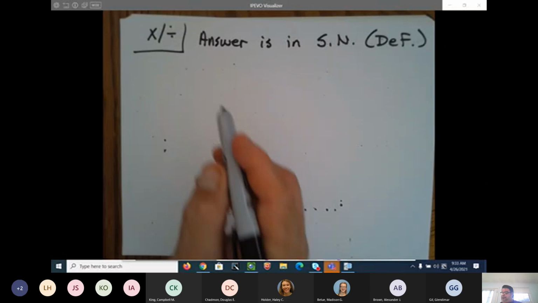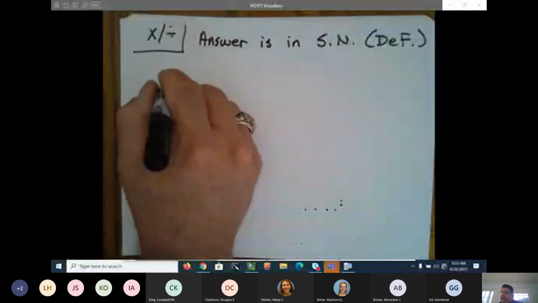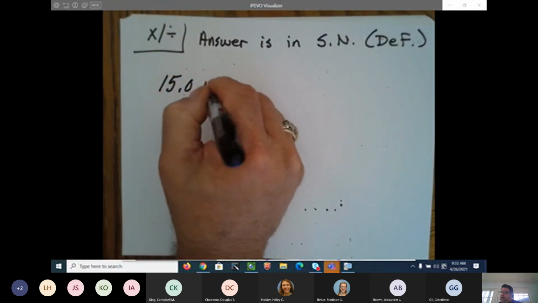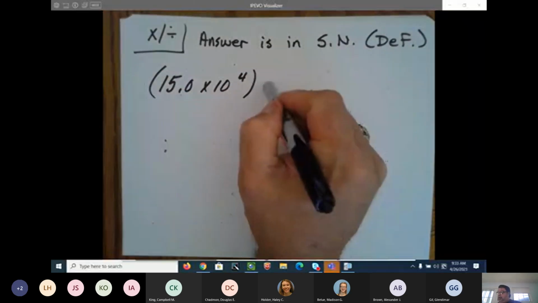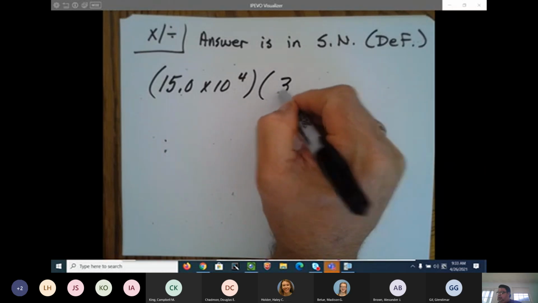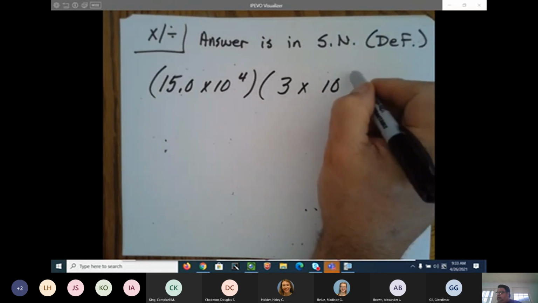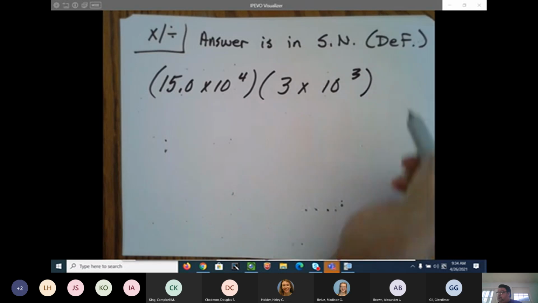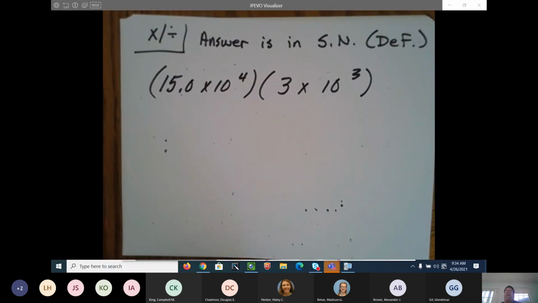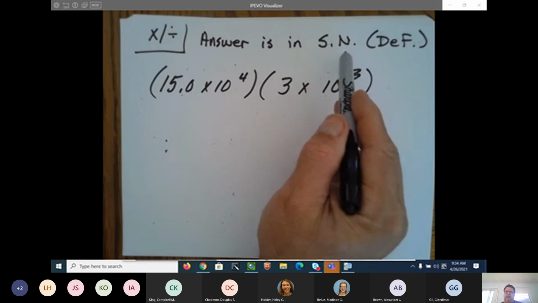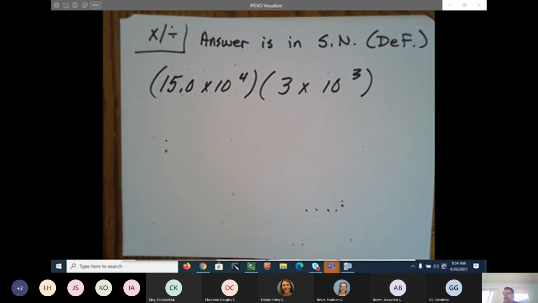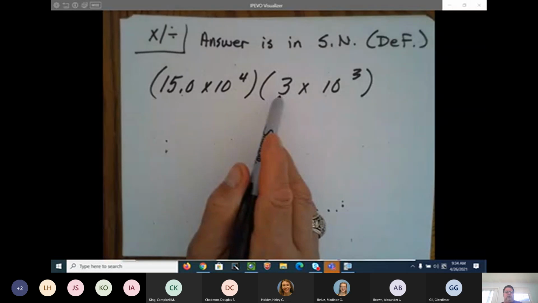So here's an example. 15.0 times 10 to the 4th multiplied by 3 times 10 to the 3rd. Now, a lot of students would tell me, well, it don't start with scientific notation. Well, it doesn't have to start with scientific notation. Your answer has to end in scientific notation. That's the catch. So everybody knows that 15 times 3 is 45.